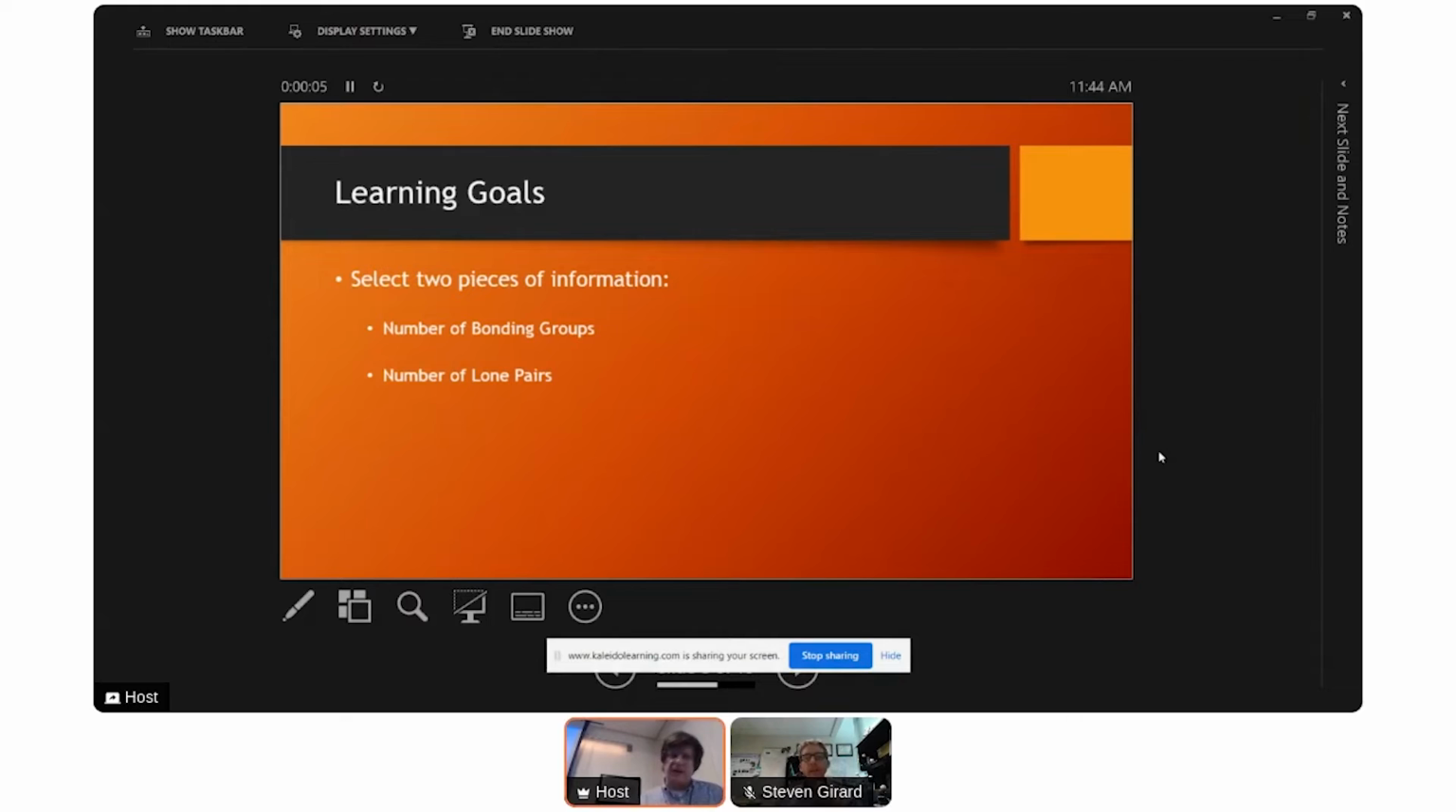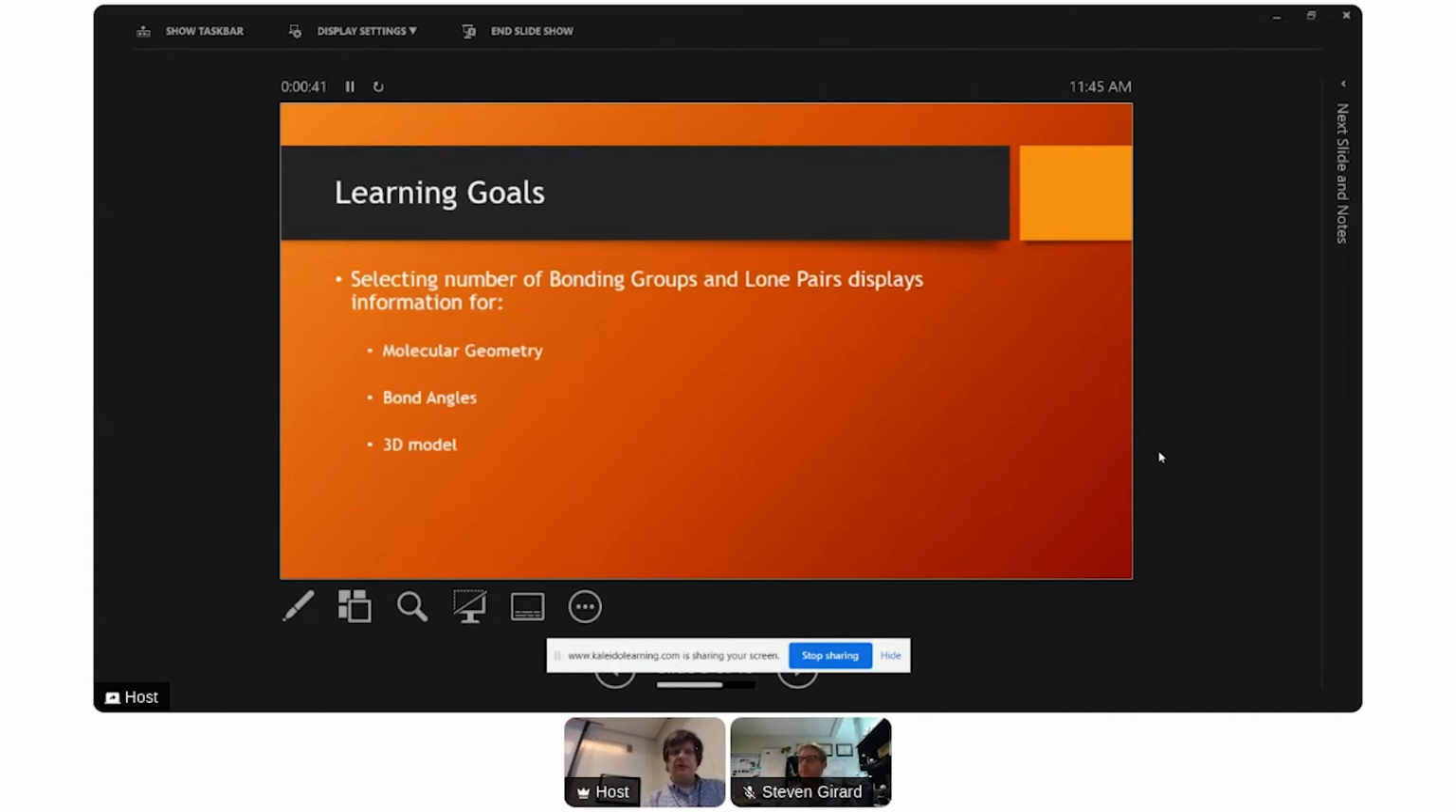So, as Stephen was saying, the learning goals for this app that we've developed are fairly simple, in that it's a very targeted set of information and learning goals. In the interface, you'll see the students need to choose the number of bonding groups that they're working with, and then they choose a number of lone pairs. So from that chart that you saw before, there are 2 pieces of information that they need to input into the interface, and then that results in information that they get back.